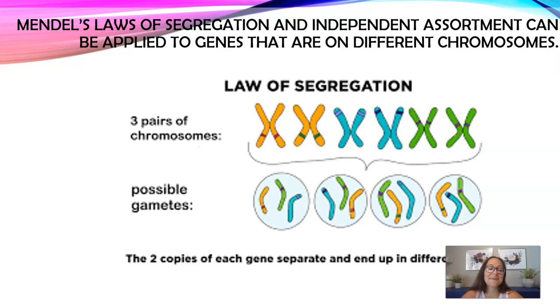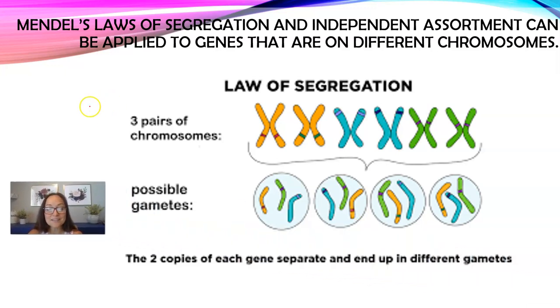Okay, so here we're going to talk about how Mendel's laws of segregation and independent assortment can be applied to genes that are on different chromosomes. So Mendel's law of segregation is basically saying that when we go through S phase and the DNA replicates, and then go through meiosis, these duplicated chromosomes are going to separate. So each gamete gets only one allele for each gene. They'll get one chromosome.